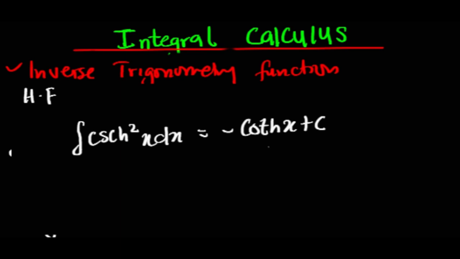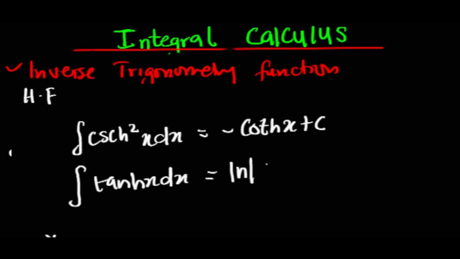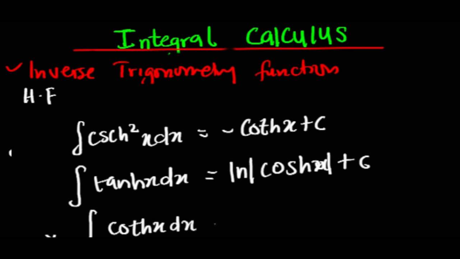The next one that you can have is the integral of tanh x dx. The h indicates the hyperbolic function, and it is going to be the natural logarithm of cosh x plus c. Then the next one is when you're given the integral of coth x dx. This will give you the natural logarithm of sinh x plus c.